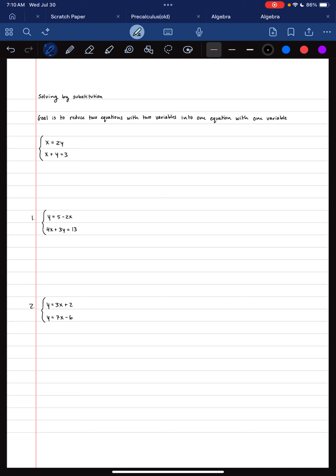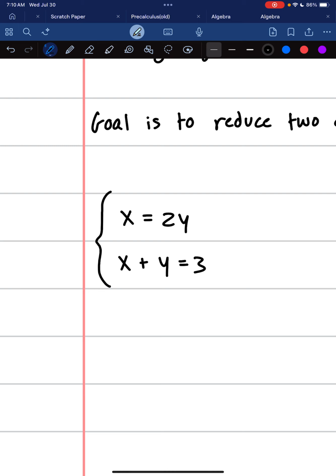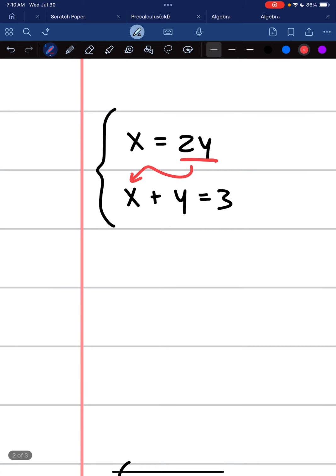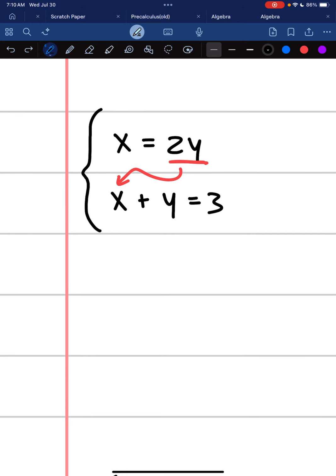The first method is called solving by substitution, and your goal is to reduce two equations with two variables into one equation with one variable. So for example, let's say we have this system. Notice that we're given that x is equal to 2y and also that x plus y equals 3. Well, if we know that x is equal to 2y, we can just substitute or plug in 2y for x, because again, we know that x is equal to 2y. So I'm just going to replace that x with 2y, and I end up getting 2y plus y equals 3.